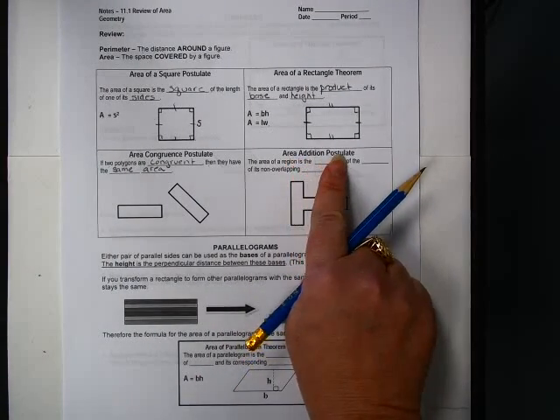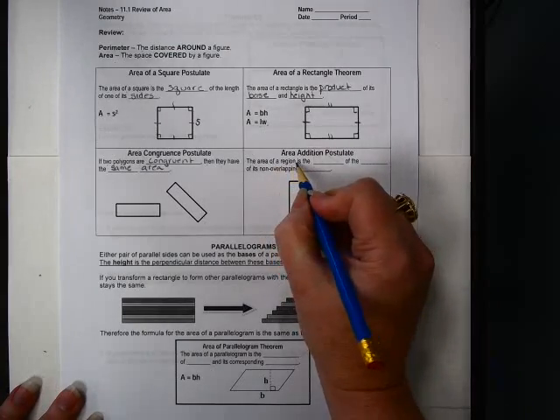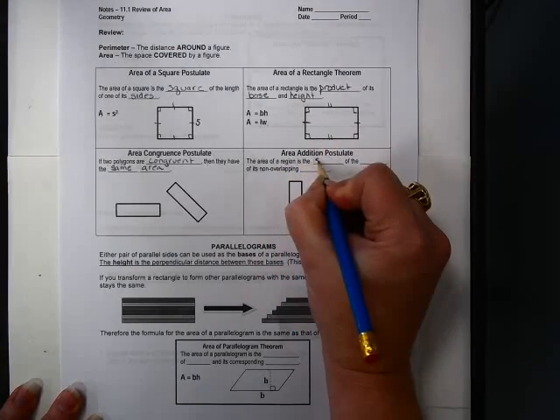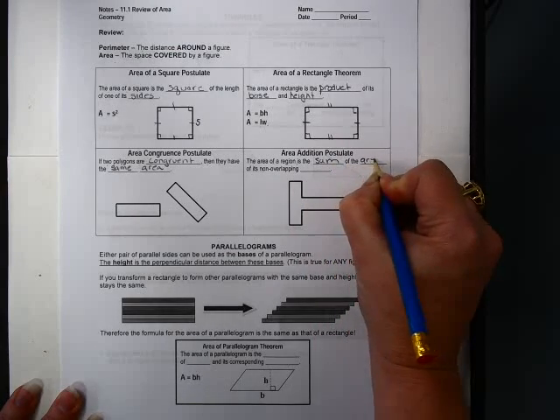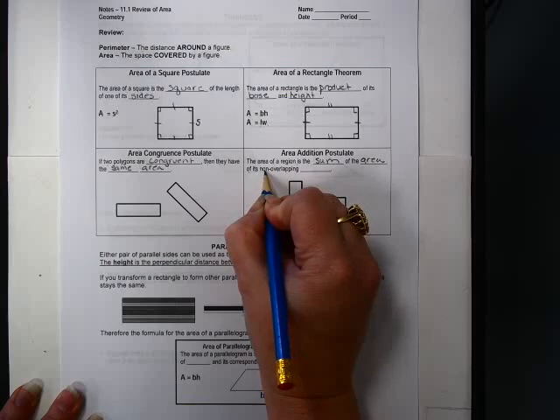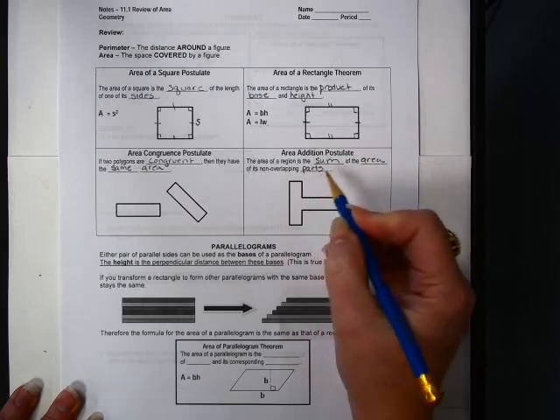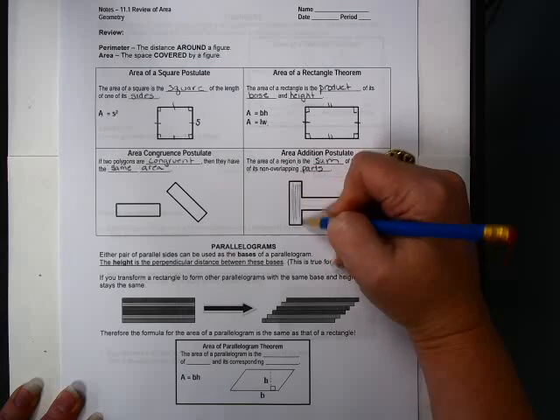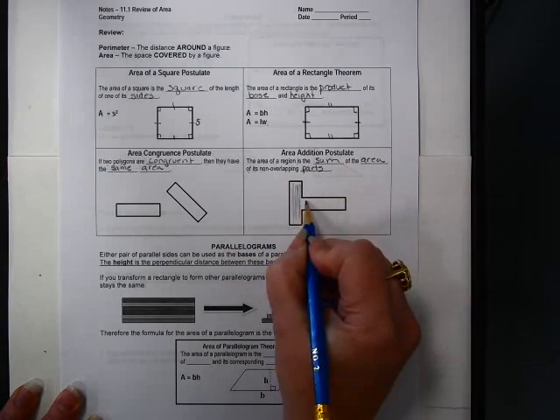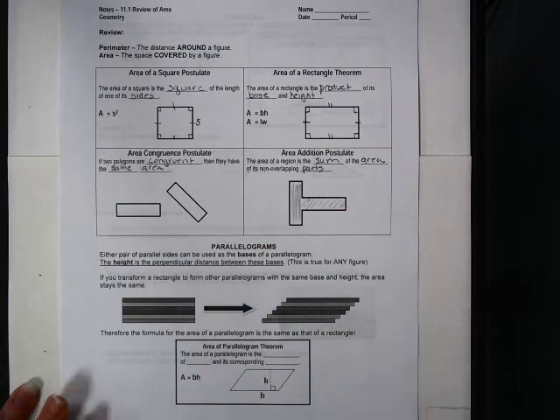Area addition postulate. You've been using this for years, but you never knew that it actually had a name called the area addition postulate. The area of a region is the sum of the area of its non-overlapping parts. Okay, so you would find the area of this parallelogram and the area of this parallelogram, and you would add them together.